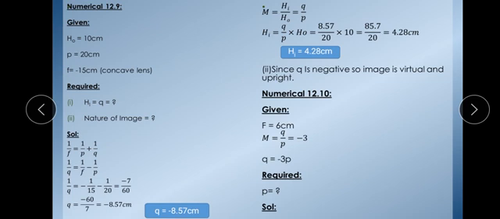The distance of object is 20. The focal length is minus 15. Why we have taken minus here? Because the lens is concave and we know the focal length of concave is taken negative because it is having virtual nature. So we have to calculate height of image, position of image, and we have to tell the nature of image as required.